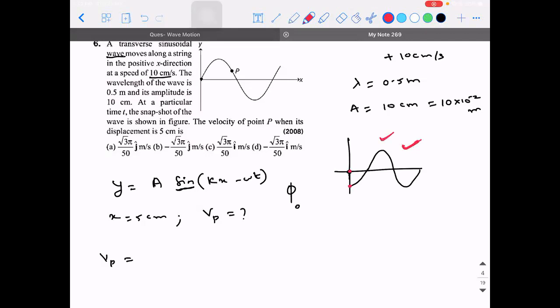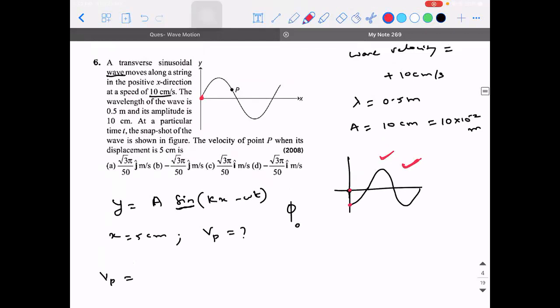You know, this is something like sine of something plus pi by 3. It is shifted. So if the wave is represented as sine, and if the graph starts exactly from the origin, then phi naught is 0.